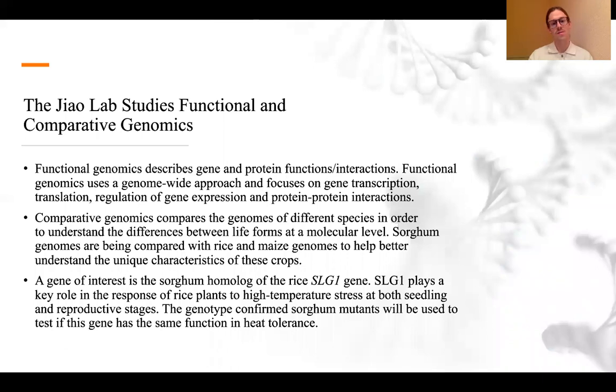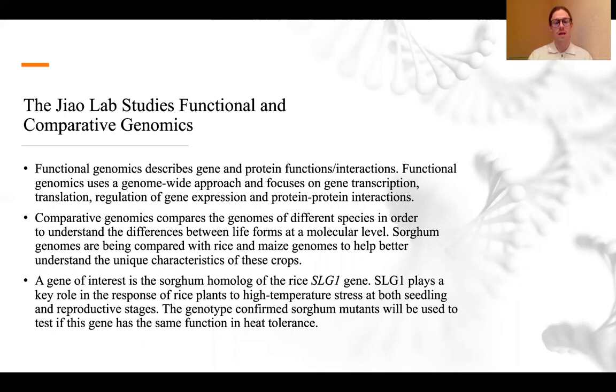The Zhao lab studies functional and comparative genomics. Functional genomics describes gene and protein functions and interactions. Functional genomics uses a genome-wide approach and focuses on gene transcription, translation, regulation of gene expression, and protein-protein interactions. Comparative genomics compares the genomes of different species in order to understand the differences between life forms at a molecular level.